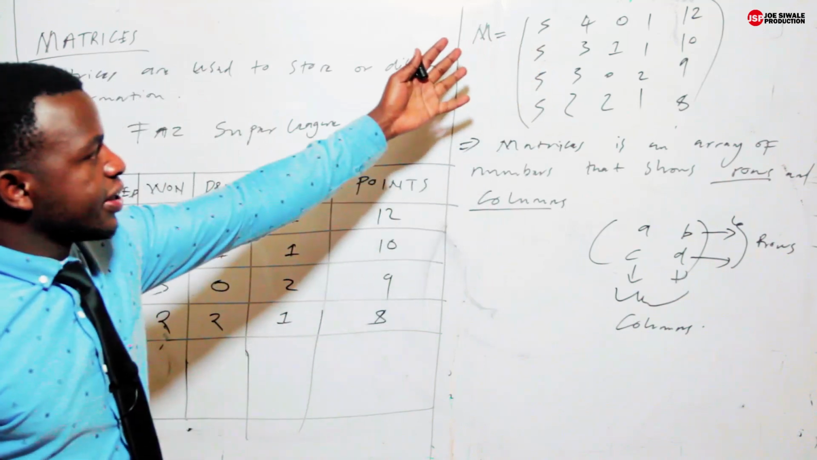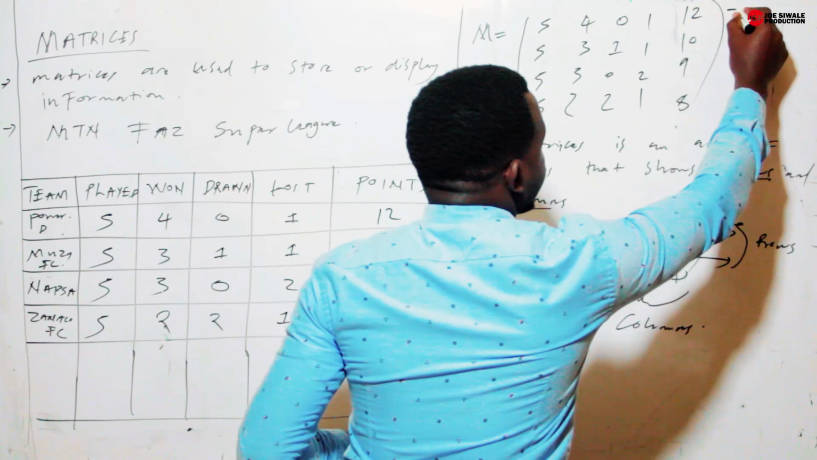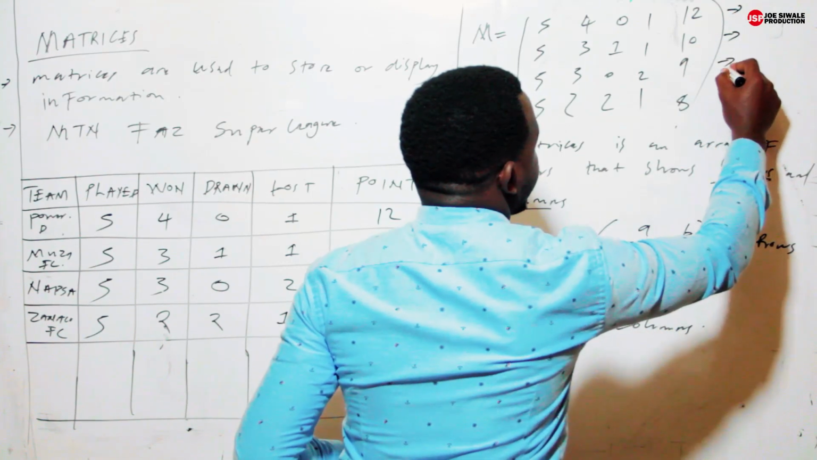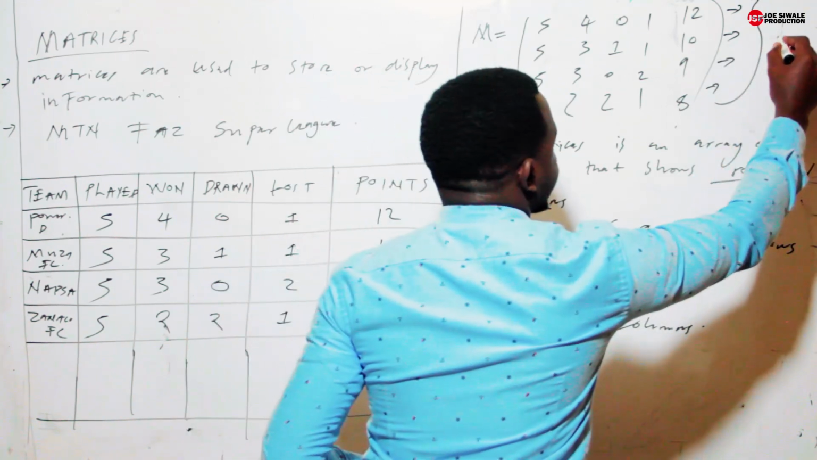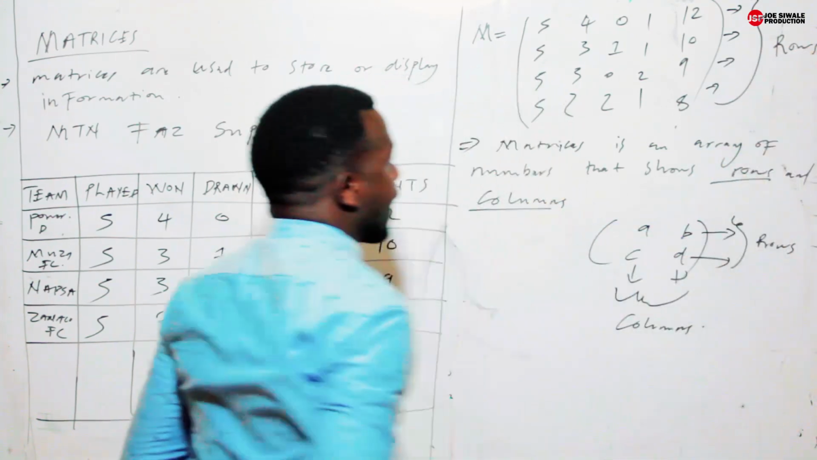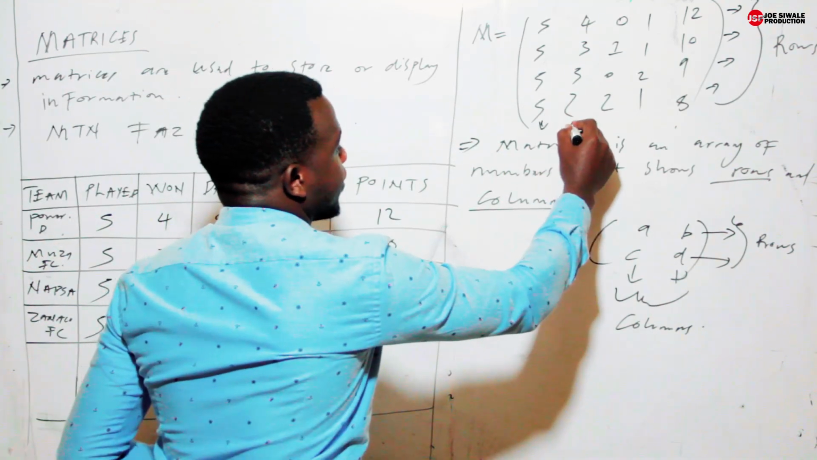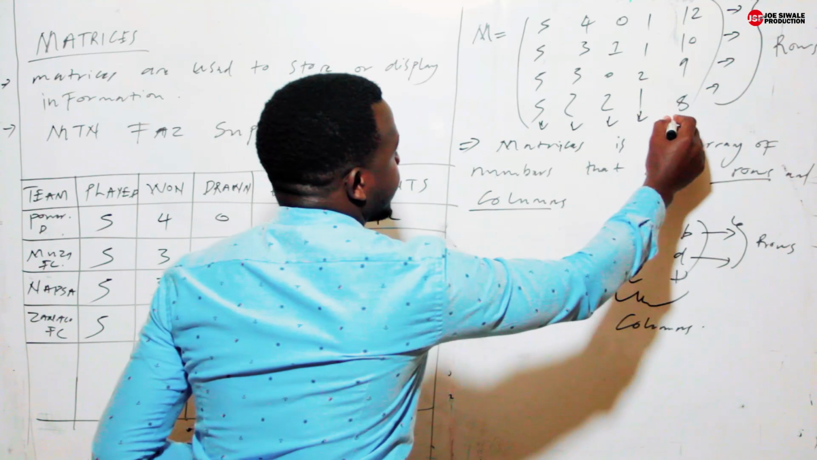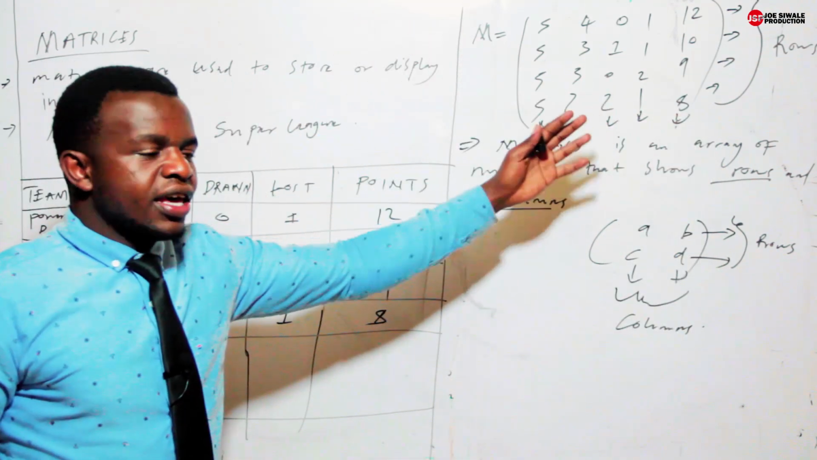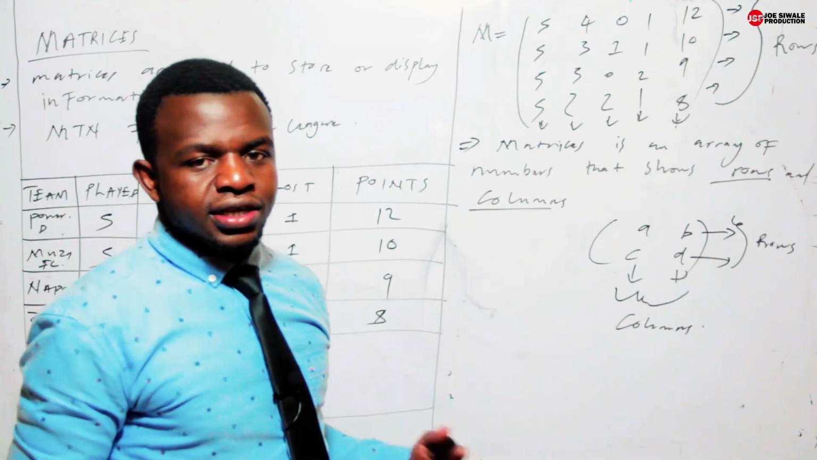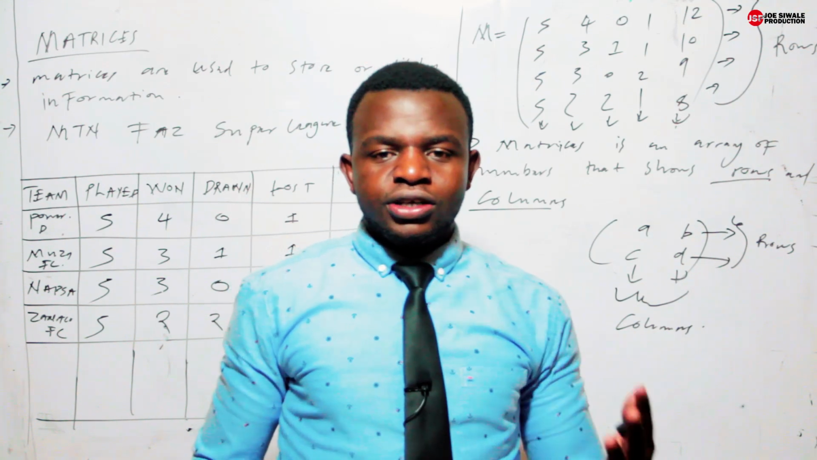And from the example of the MTN FAS Super League, all these represent rows. Then for the columns, we have this part, that part, and so on. All those represent columns. If you can just understand these simple terms, the rows and columns, it will be easy for you to answer any questions on matrices.